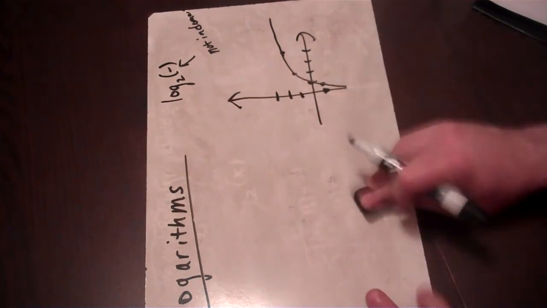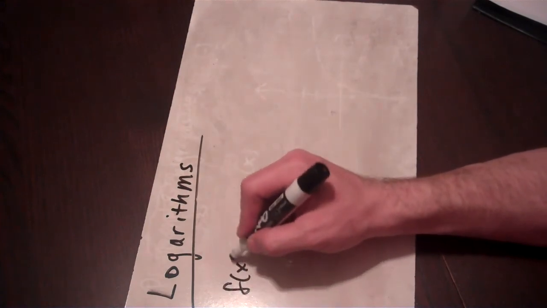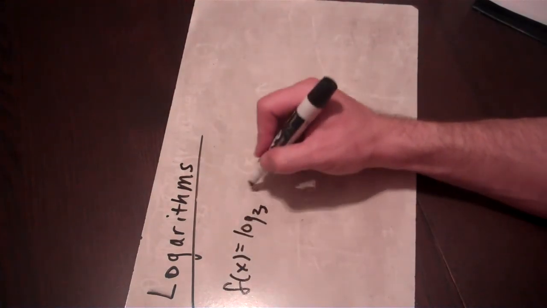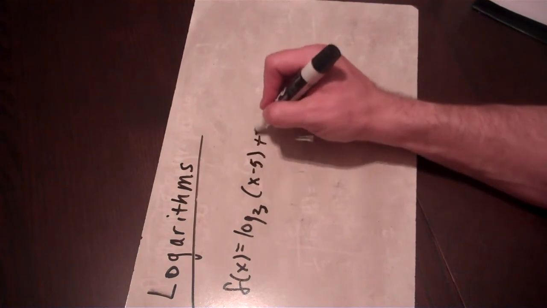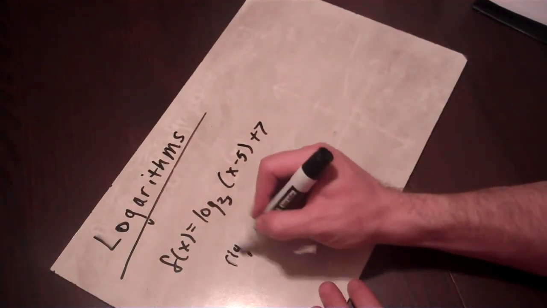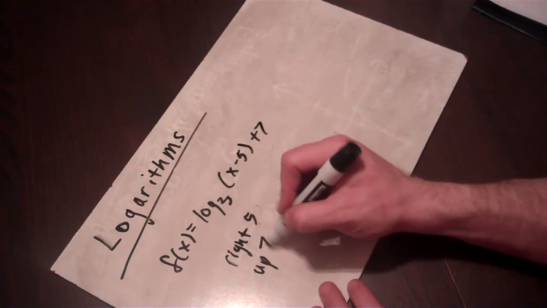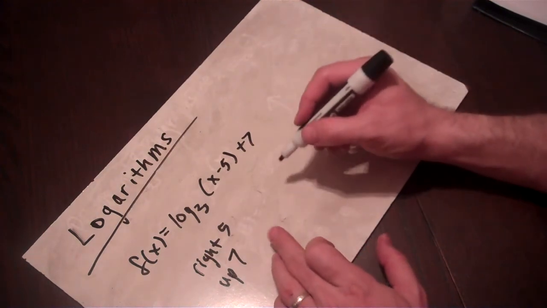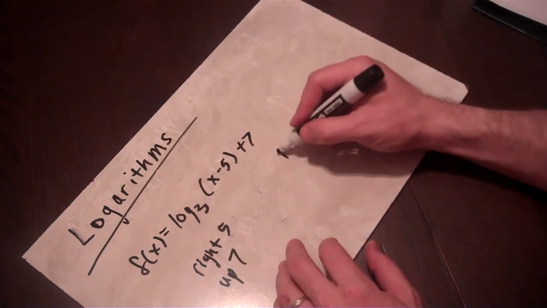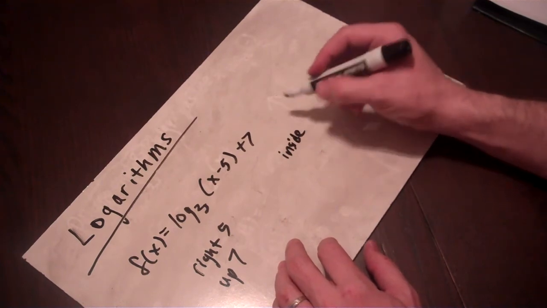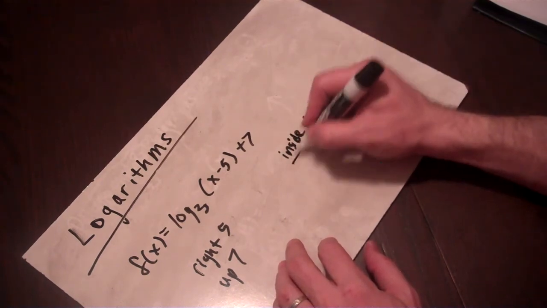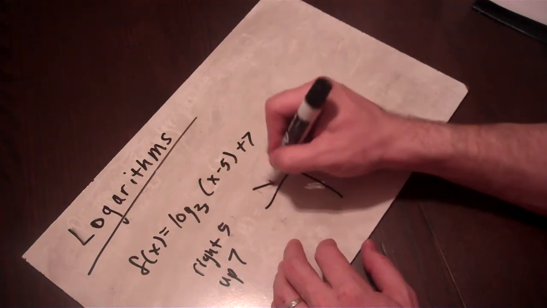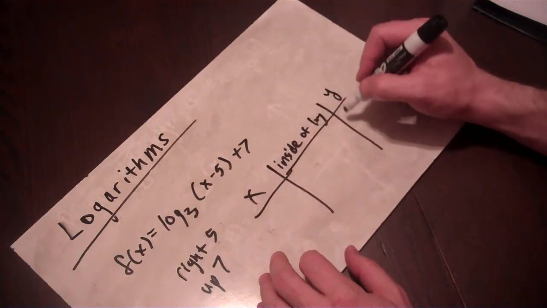Just like before, if we plug in something different on the inside of that logarithm, you can make the shift. So if I have f of x equal to log base 3 of x minus 5, plus 7, this actually goes to the right 5 and up 7. But that's not the point. What I would do here is I would say what I like inside the log, and then what do I have to plug in for x to make that, and then what's the y value.